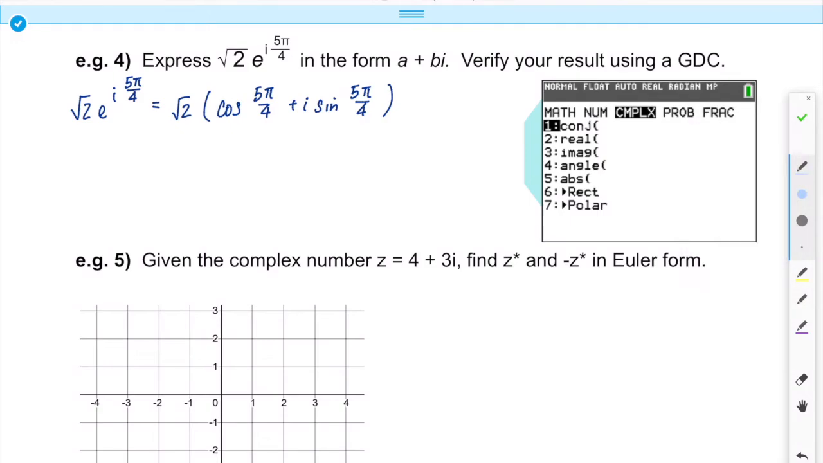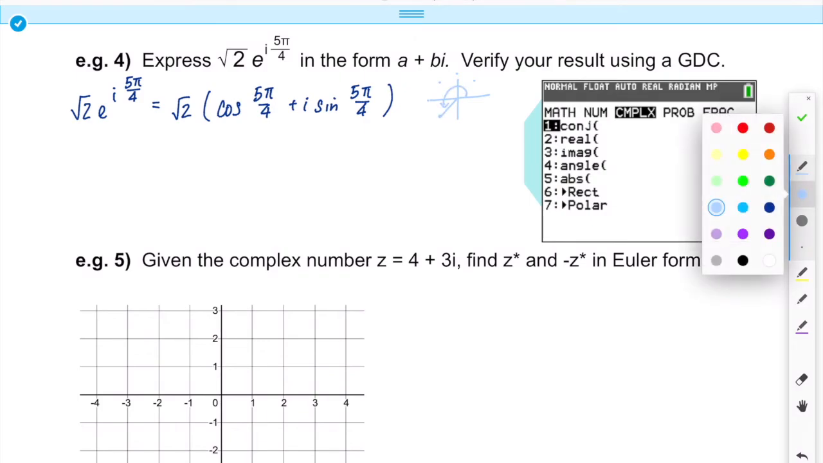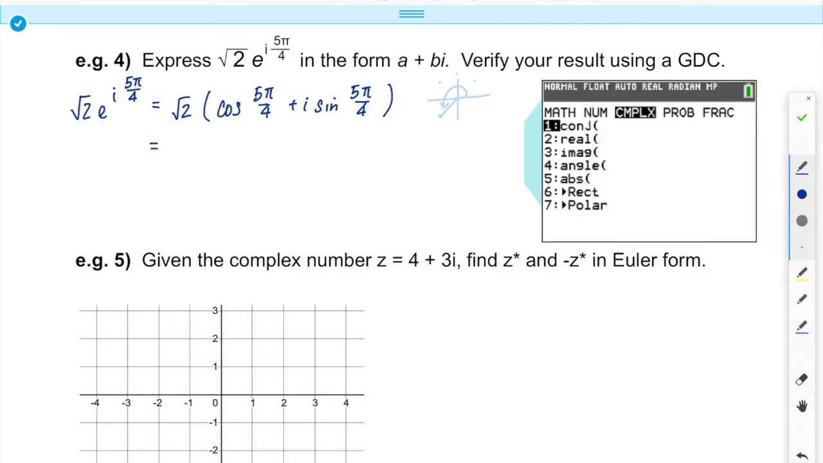Okay, so if you want to consider where we are, 5 pi over 4: 1, 2, 3, 4, 5. We're in quadrant 3, right here. So both cos and sine are negative. This is square root of 2 times negative root 2 over 2 plus i times minus root 2 over 2. Multiplying everything by root 2, root 2 times root 2 is 2, 2 over 2 is 1. So this is negative 1 minus i.